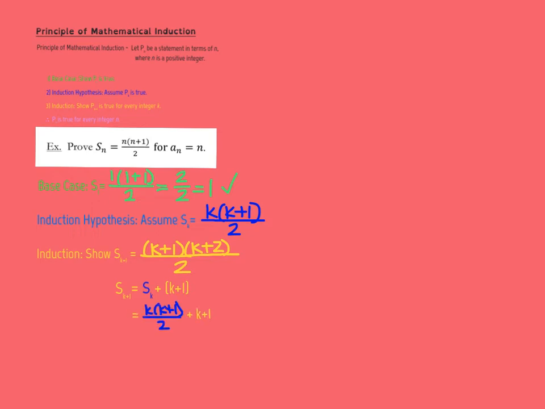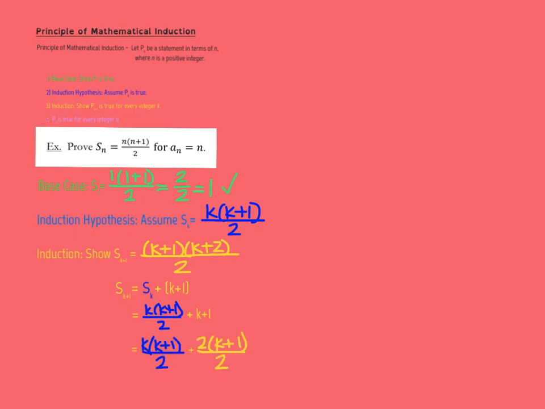But I also know from my induction hypothesis that the sum of the first k integers is the same as k times k plus 1 over 2. So I'm going to go ahead and sub that expression in for S of k, because that is the sum of the first k integers. Now, what's going to happen if I combine this k times k plus 1 over 2 with this k plus 1? Well, before we can do that, we need a common denominator. Let's go ahead and do that.